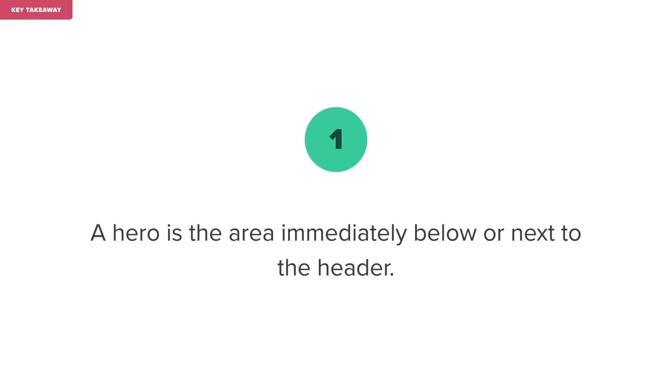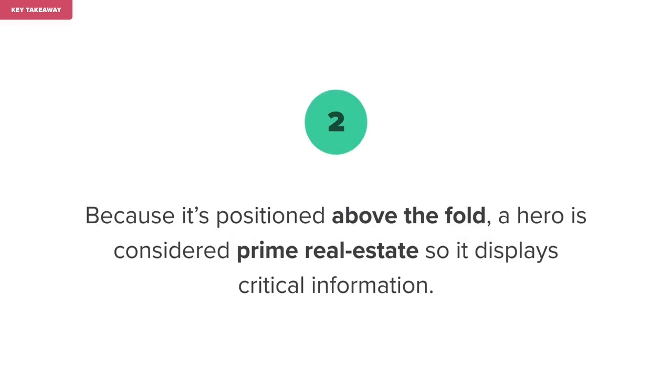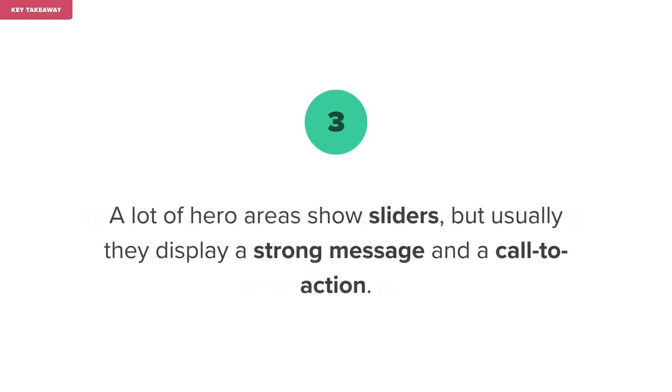Now, let's see some key takeaways. A hero is the area immediately below or next to the header. Because it's positioned above the fold, a hero is considered prime real estate, so it displays critical information. A lot of hero areas show sliders, but usually they display a strong message and a call to action. All right, so now that we have an idea of what hero areas are all about, let's go ahead and design one for our website. Coming up.